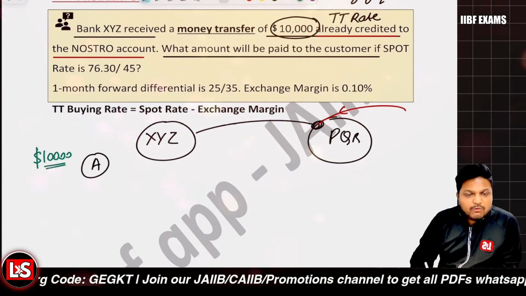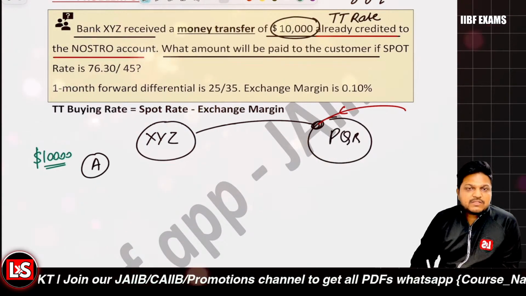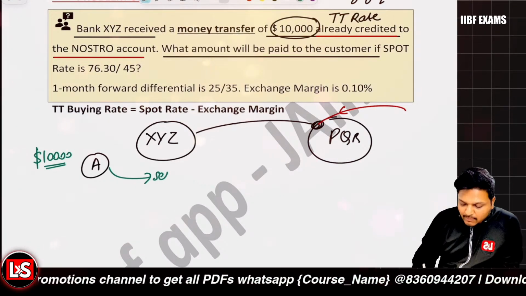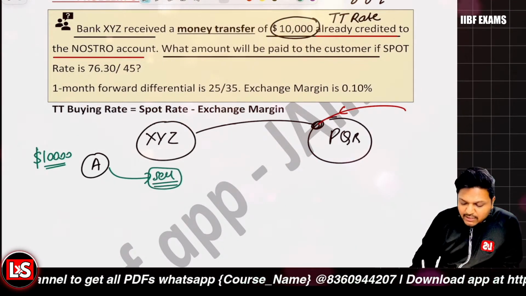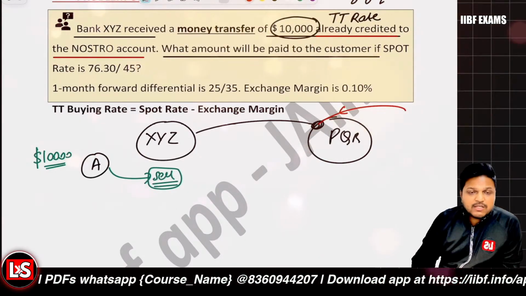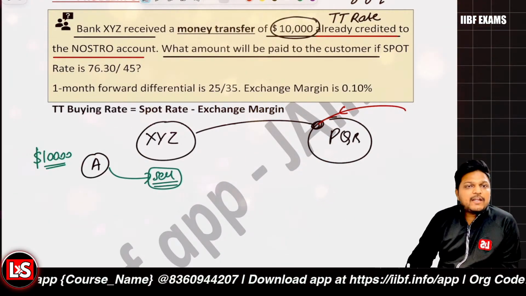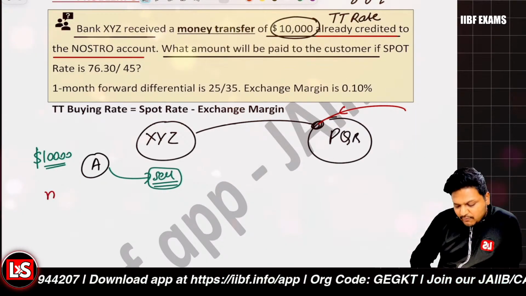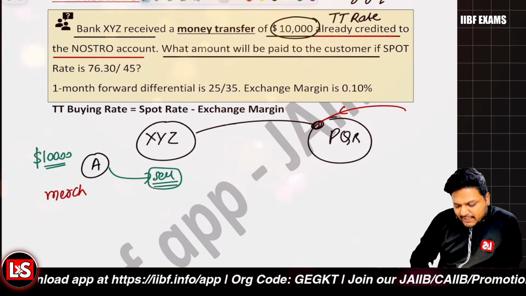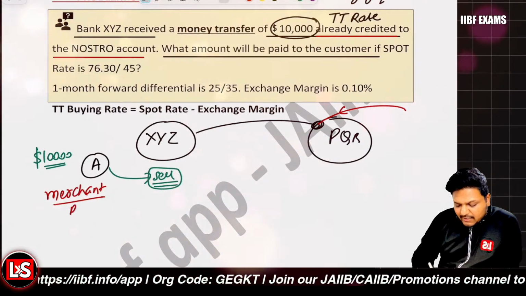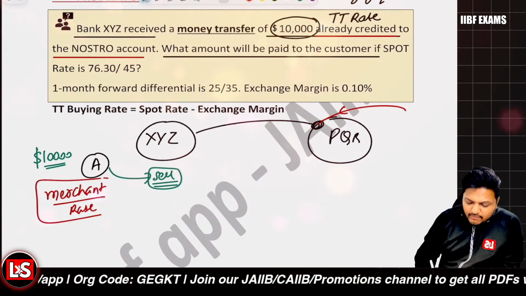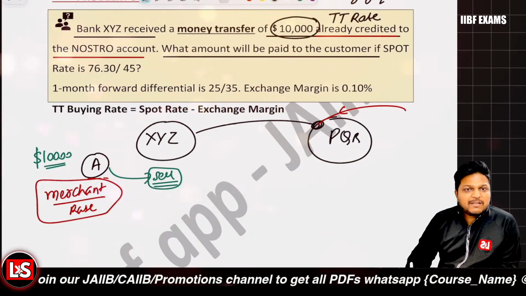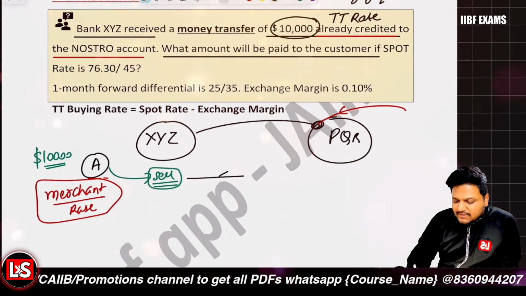Now let's say person A wants to sell the USDs. Person A will be able to sell the USDs at the price at which the bank is ready to buy. Why am I saying so? Because the merchant rate would be applicable. When the customer is involved, what rate would be applicable? It will be the merchant rate. The perspective is to be looked at from the bank point of view. So the customer will be able to sell at a price at which the bank is ready to buy.